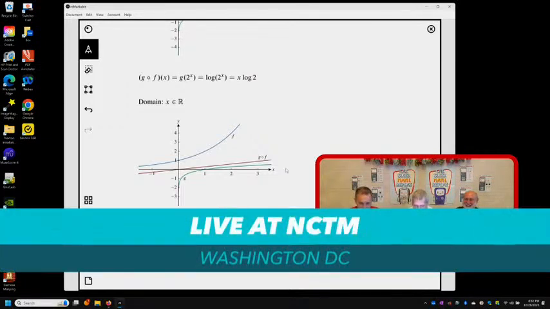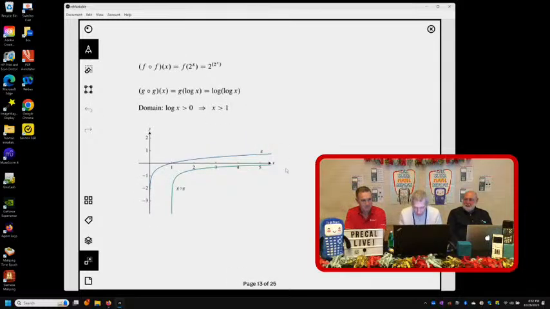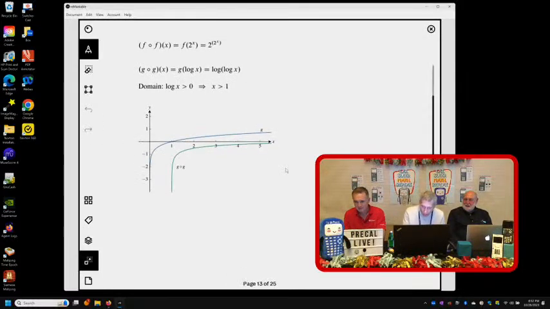All right, g circle f. That's g of 2 to the x. That's the log of 2 to the x, and with a little bit of properties of logarithms, son of a gun, this is just a straight line through the origin: log base 10 of 2 times x. That's a nice problem.